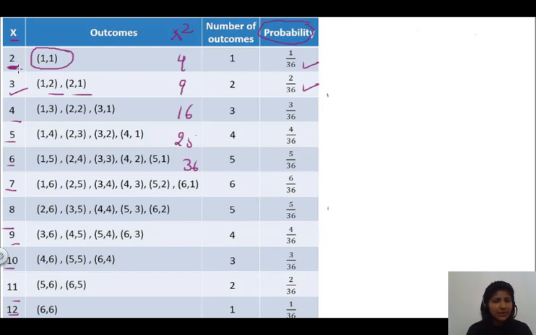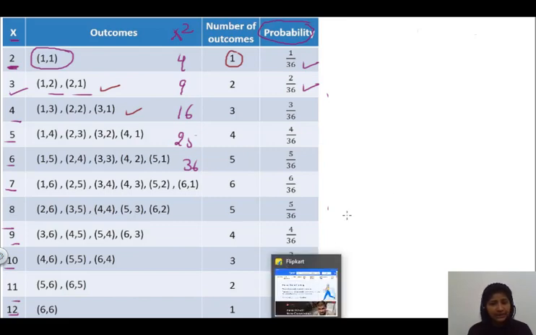When x is 2, the sum will be 2 when we have this outcome 1 comma 1. So 1 is possible for us out of 36. 1 divided by 36. When will the sum be 3? These are the possible outcomes. When the sum is 4, these are the possible outcomes. So up to 12 we have written all the outcomes out of 36 which are favorable to us, counted them and divided with the total. So we have got this correct.